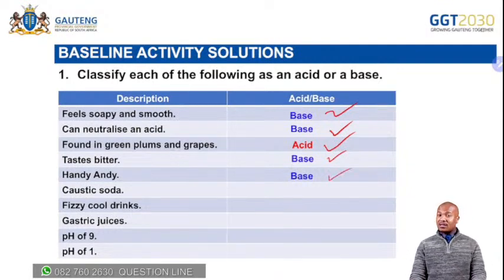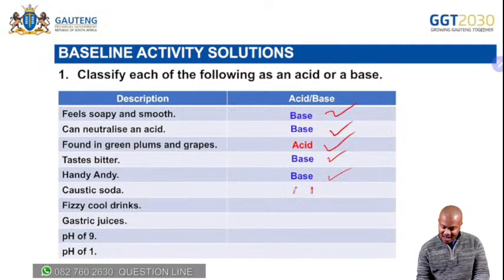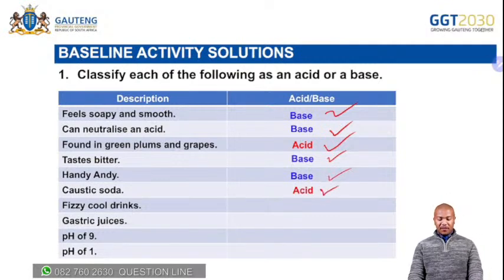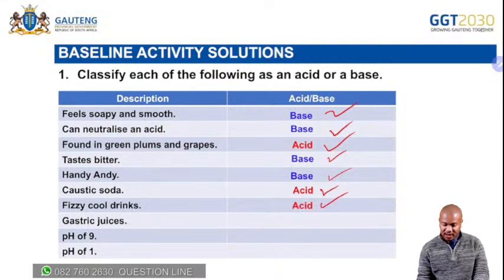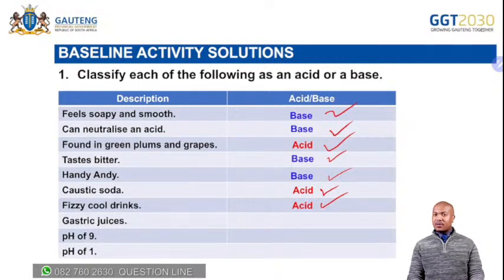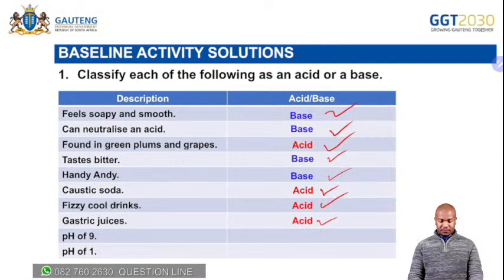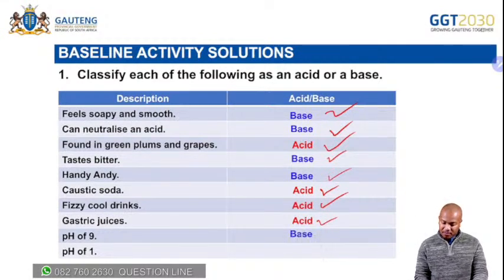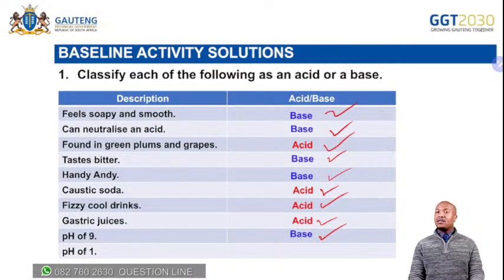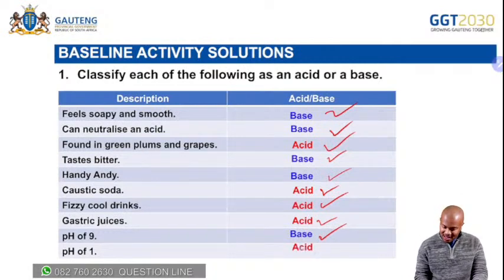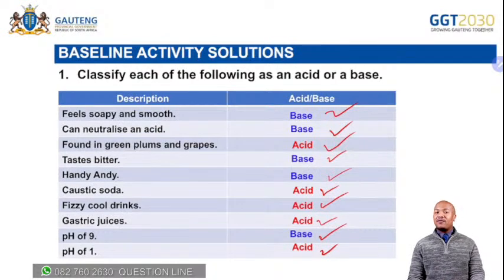Caustic soda. That is a base. Fizzy drinks. Those are acids. Gastric juices. Those are acids as well. pH of 9. That is a base. And pH of 1. That is an acid. Now I hope we have got correct answers and have written corrections. If not, right? So now let's proceed.